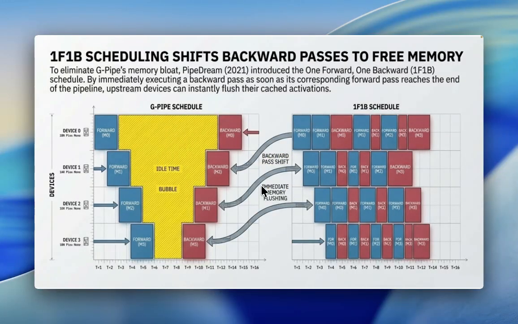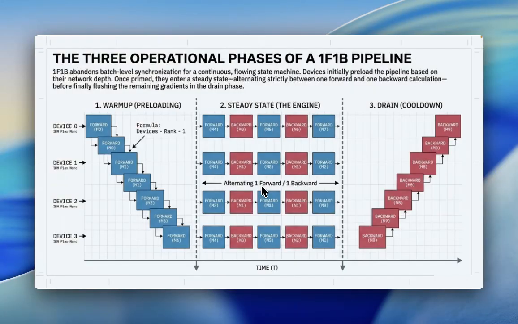To eliminate GPipe's memory problem, PipeDream in 2021 introduced the one forward, one backward schedule by immediately executing a backward pass as soon as its corresponding forward pass reaches the end of the pipeline. Upstream devices can instantly flush their cached activations. One forward, one backward abandons batch level synchronization for a continuously flowing state machine.